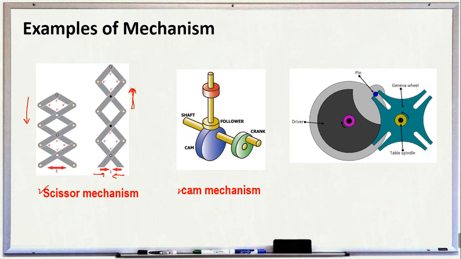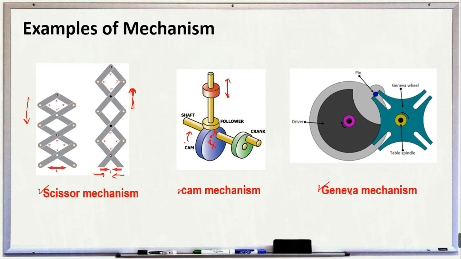We also have the cam mechanism. The cam is the blue one, and it is connected to the shaft. As the cam rotates, it causes motion in the follower. So this is our follower. And as you notice, our cam is eccentric, meaning it is not at the center point. If it were at the center point, no motion would be created in the follower. So it is intentionally eccentric so that we can convey motion to the follower.